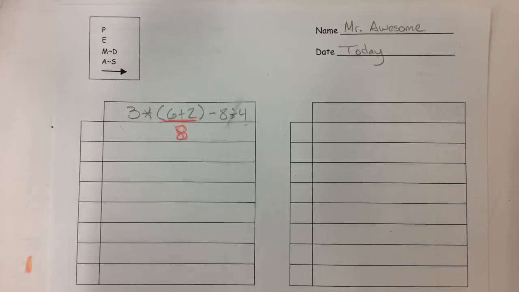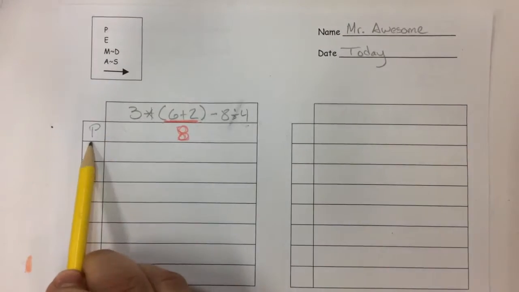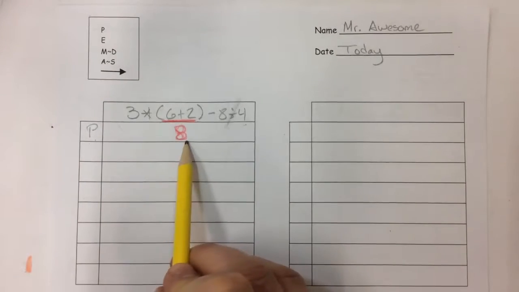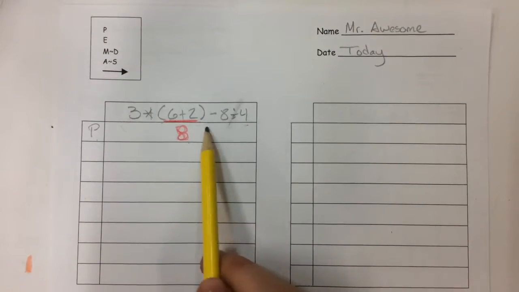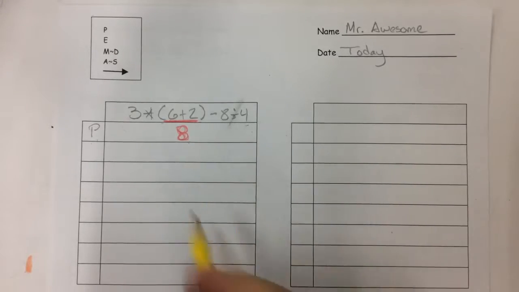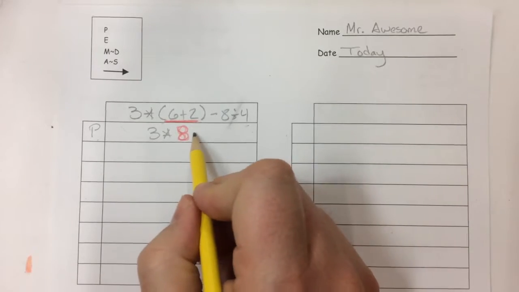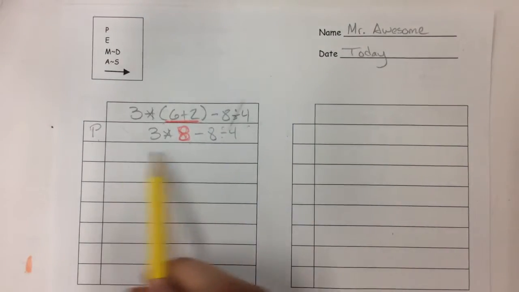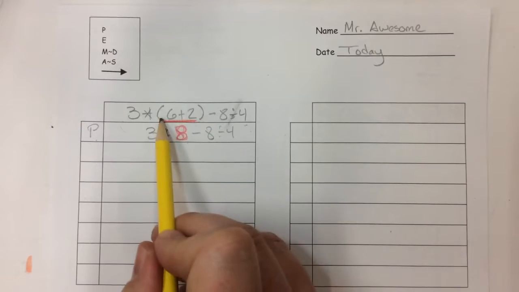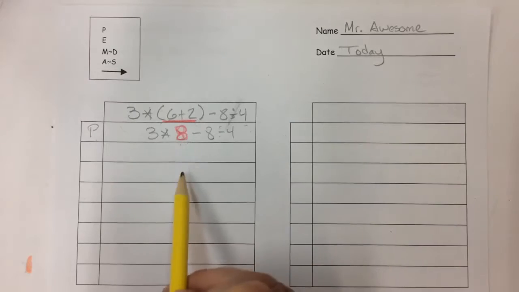Now that's showing that that's the very first thing that I've done. I've done the parentheses, so I'm going to label it as P for parentheses, and this is the very first thing I did. Now nothing else changed. I didn't do the multiplication, I didn't do the subtraction or the division. So all of those things are going to stay exactly the same as I move down to the next row. So notice the minus 8 divided by 4, the 3 times, all of that is the same. The only thing I changed was the 6 plus 2. I just changed that into an 8. We're going step by step.